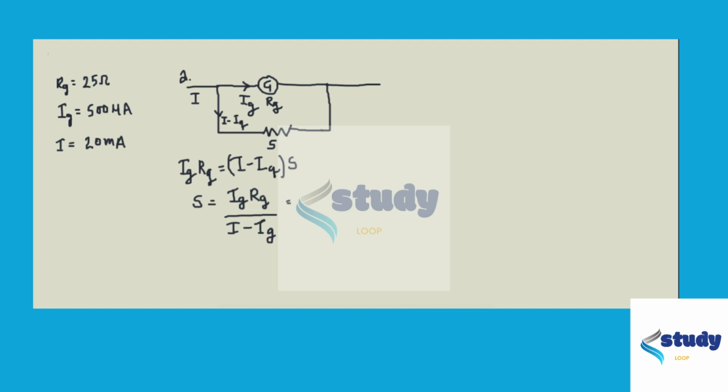Now what is Ig here? 500 microamperes, so 500 into 10 to the power minus 6. What is Rg? 25, upon, what is I? 20 milliamperes, so 20 into 10 to the power minus 3, minus what is Ig? 500 into 10 to the power minus 6. So finally this should give me the value of shunt, and that is equal to 0.641 ohms. So in this way we can convert the galvanometer into an ammeter.